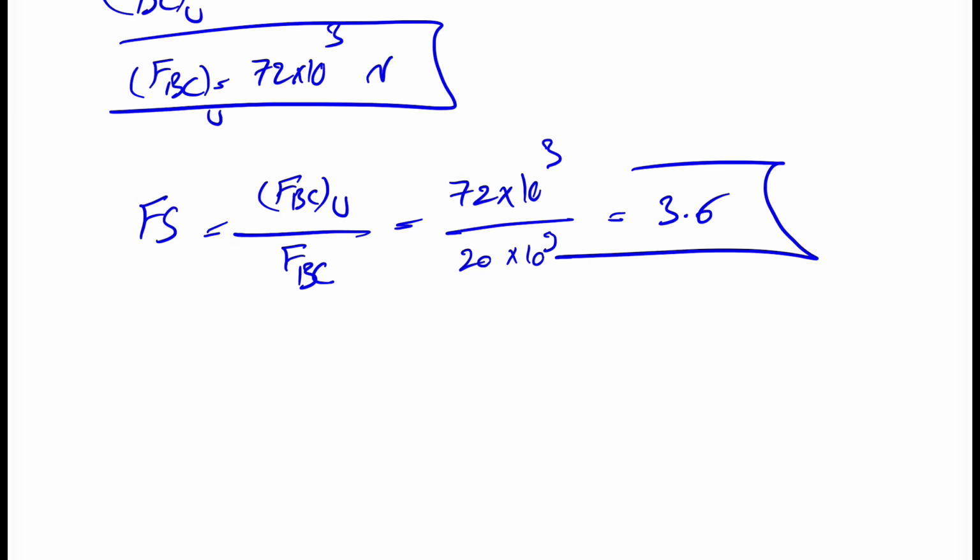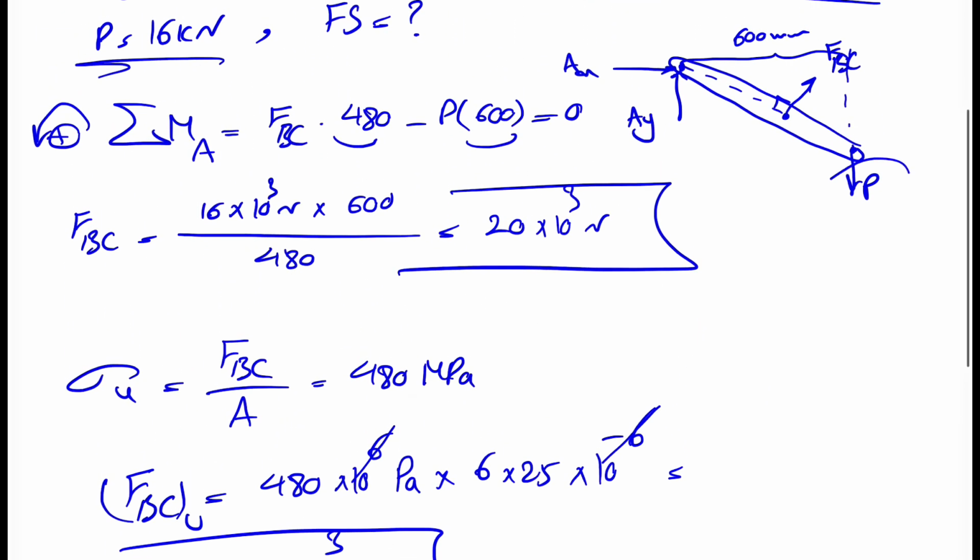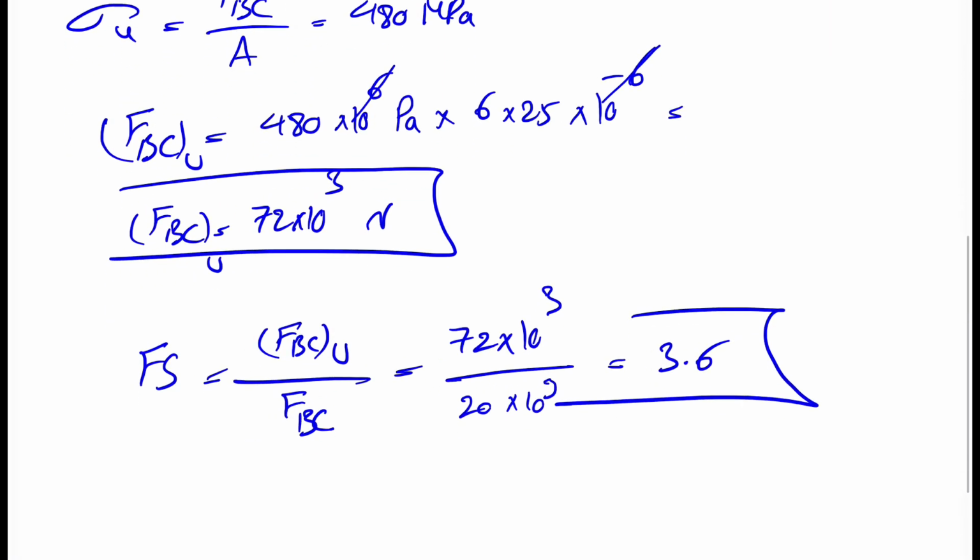Again, we looked at the force that we're going to have based on the ultimate strength, and we divide it by what we found based on the P that we are given. If we divide these two, we get our safety factor.